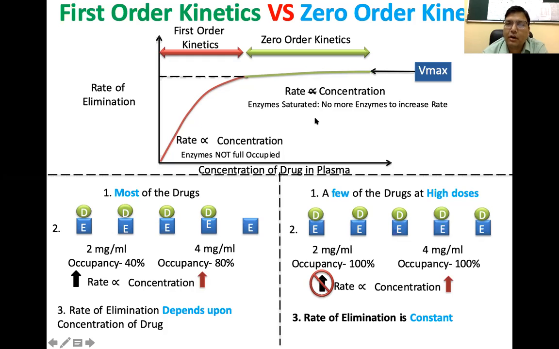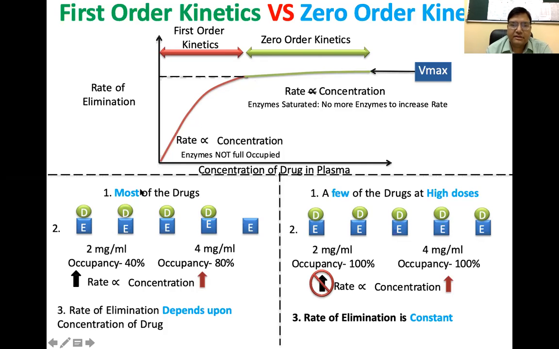But once these enzymes are saturated, that means no free enzymes are there. So if we go on increasing the concentration, the rate of elimination has reached its peak, that is the Vmax, the maximum rate of elimination. The rate of elimination does not increase further with the increase in the concentration, and this is known as zero order kinetics.